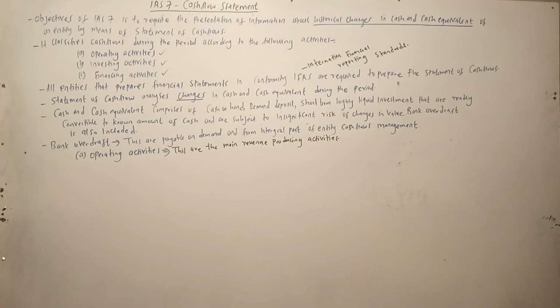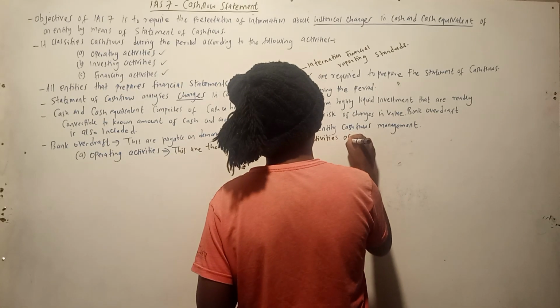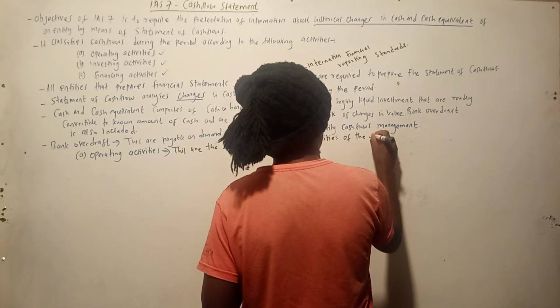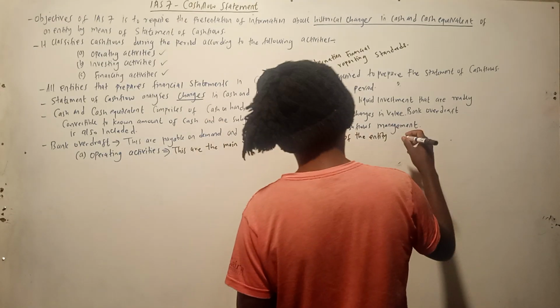When you talk about operating, operating means what we do on a daily basis. So what is our daily activity in the company? It is to make sales. The revenue that we derive from making the sales is what we call the cash flow from the operating activities. So these are the main revenue producing activities of the entity. Then you can say that they are not investing activities.